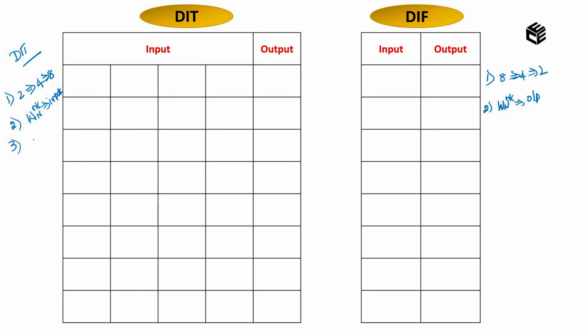And here the twiddle factor is given at the output side of the sequence, correct? Now the third point is, input to the DIT is in bit reversed order and output is in normal order, okay? And here the input to this DIF is in normal order and the output is in bit reversed order. Okay. How can we say this normal order and bit reversed order?